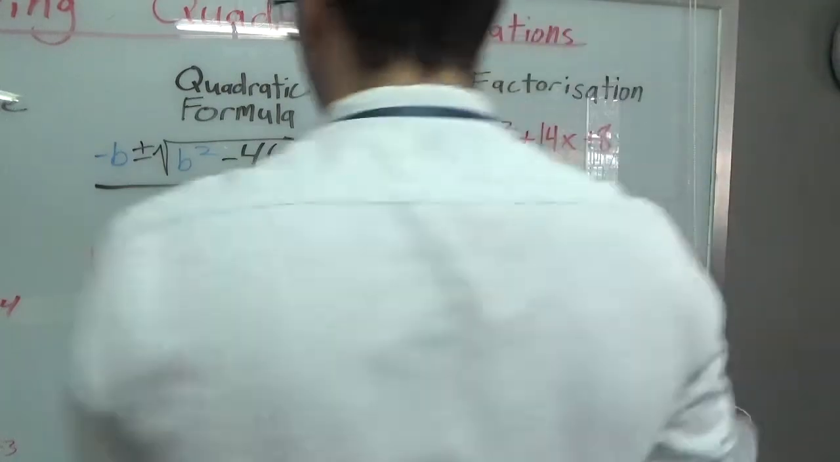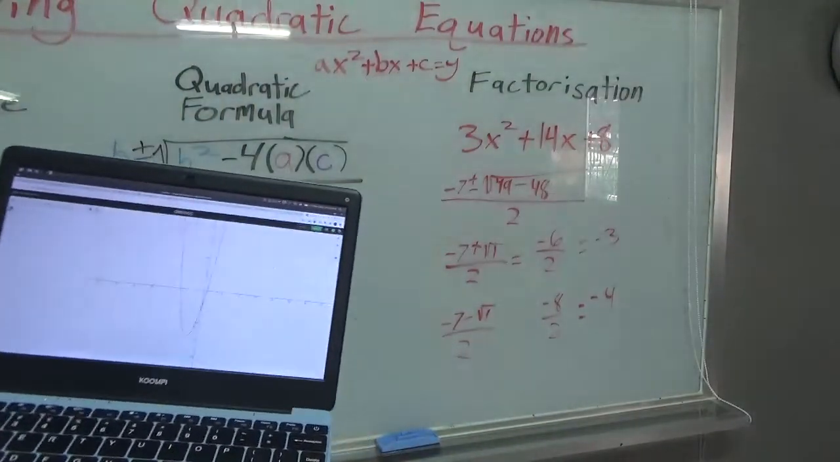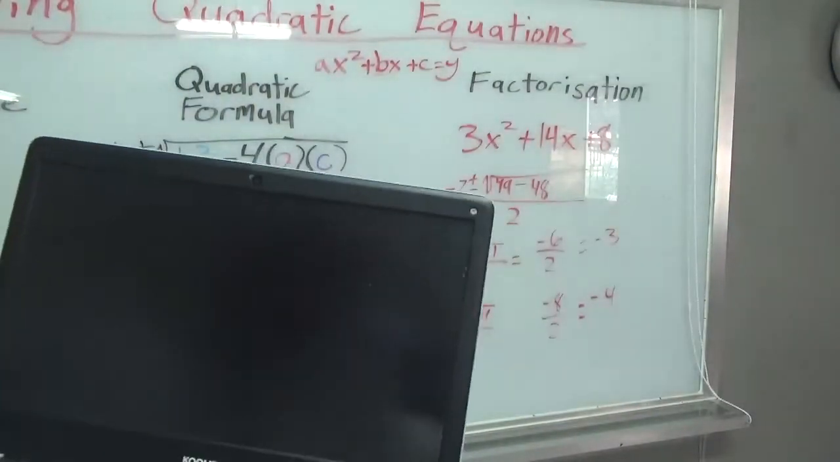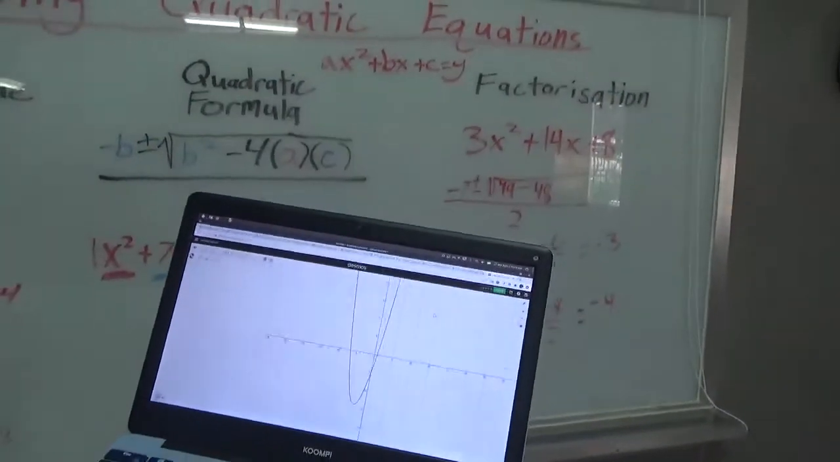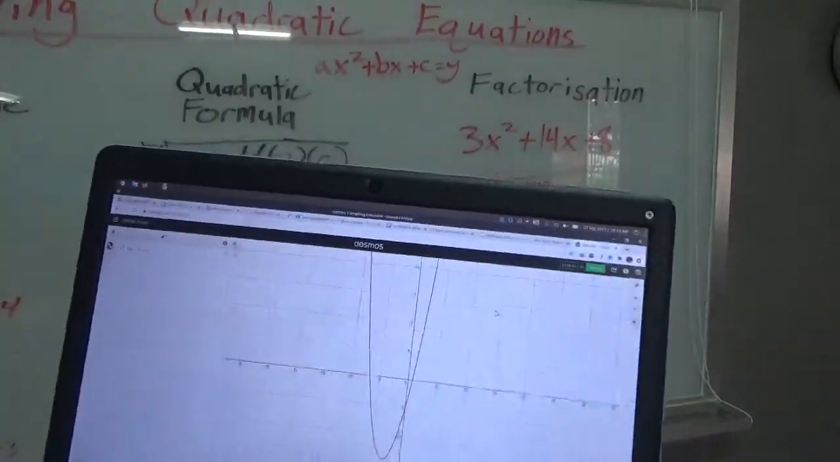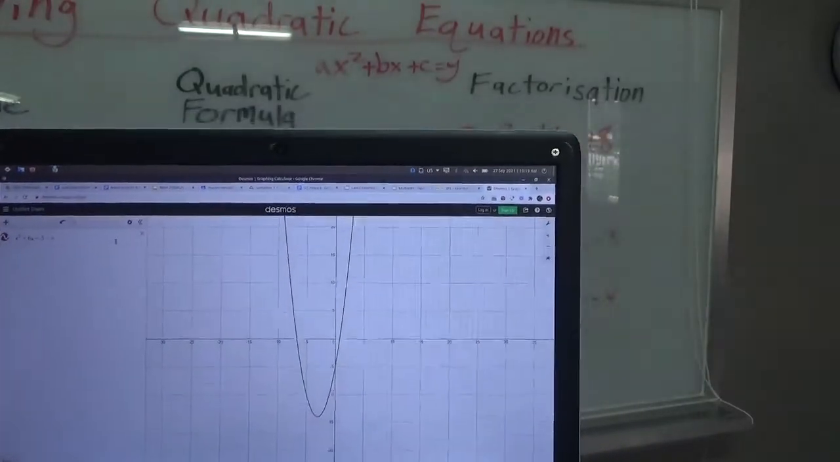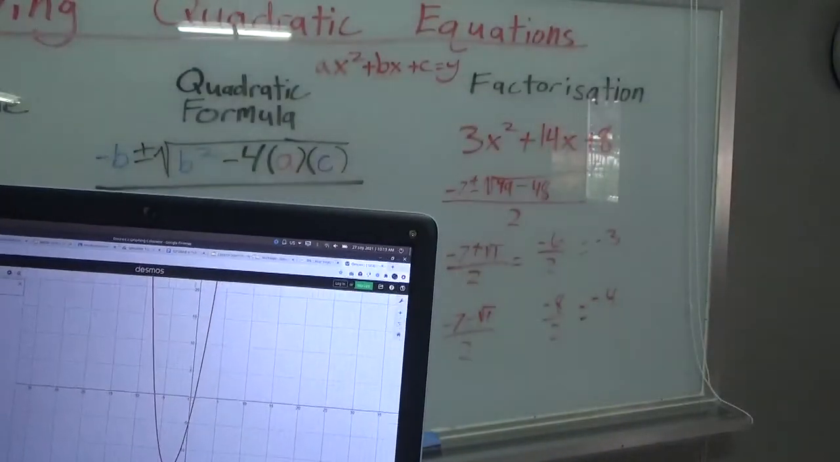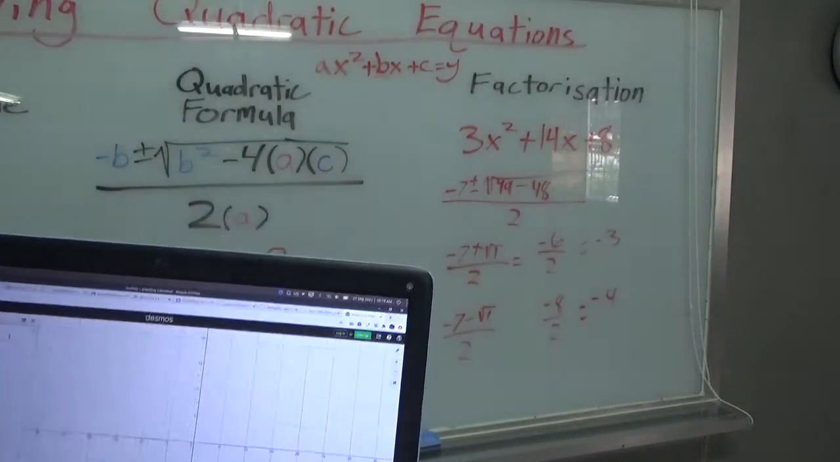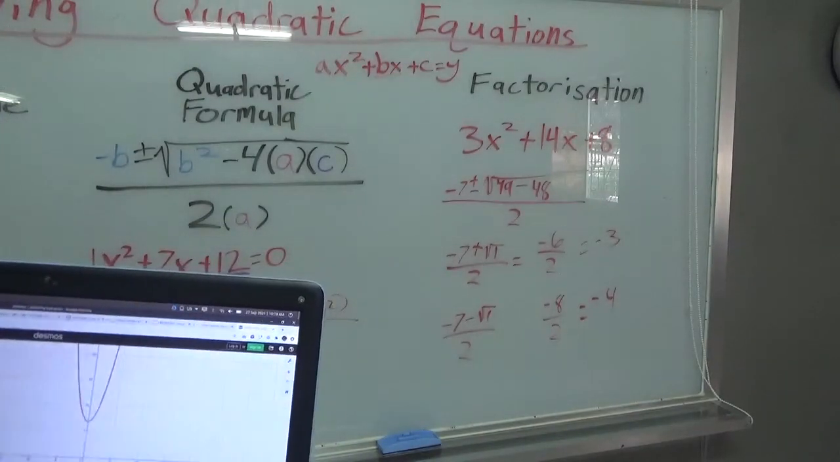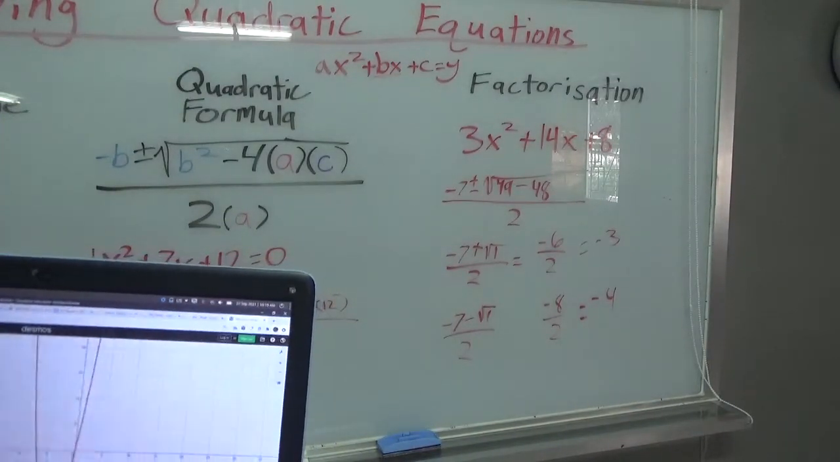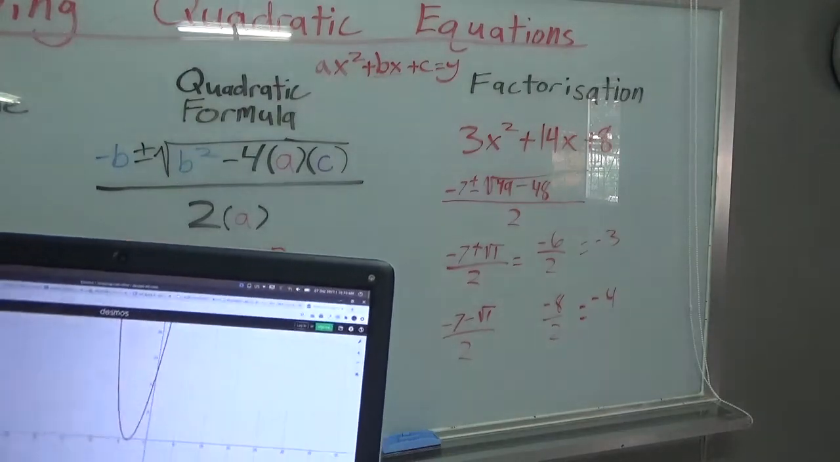So once again, I will use Desmos. Okay. All right, so I'll use Desmos. I will put in the equation that we use. So we have x squared plus 7x plus 12. Alrighty.